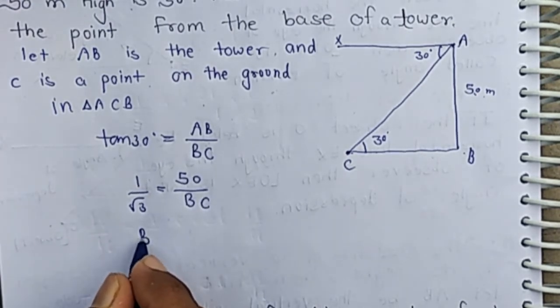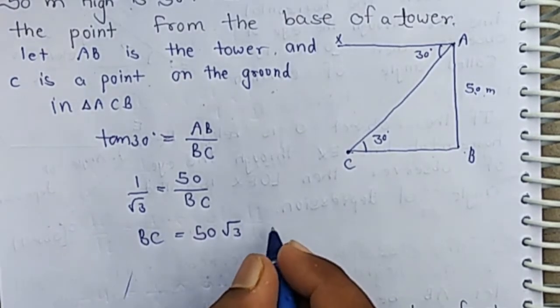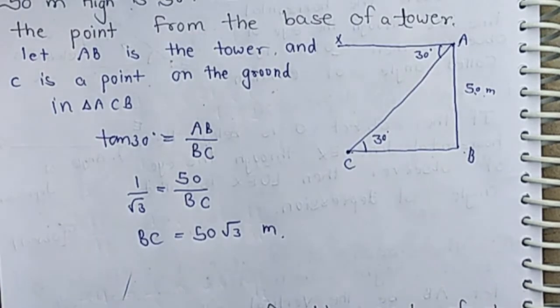Then BC equals 50 root 3 meter, and that is the answer.